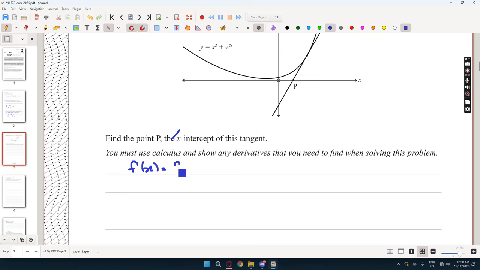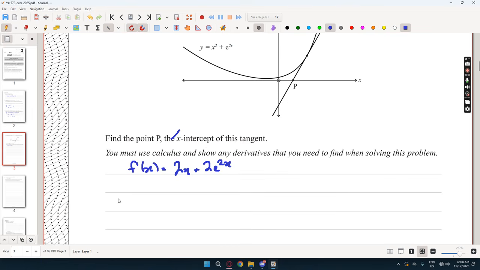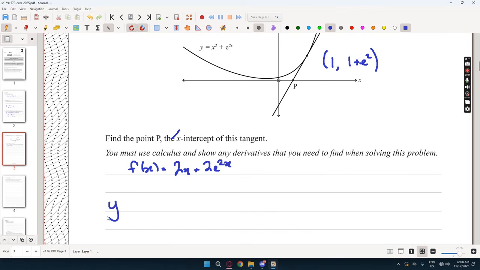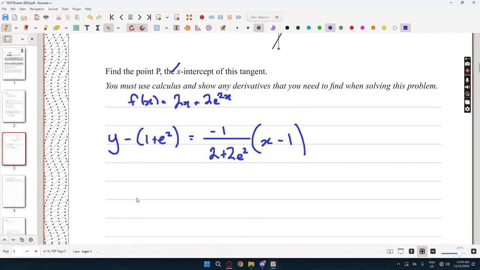f prime of x equals 2x plus 2 lots of e to the 2x at x equals 1. If x equals 1, we have x equals 1 and y equals 1 plus e squared. So you have y minus (1 plus e squared) equals, well, the gradient at 1 is 2 plus 2e squared. So it's minus 1 on 2 plus 2e squared, x minus x1, which is of course 1. And the x-intercept is when y is 0, so you make that 0, and you get 1 plus e squared times 2 plus 2e squared equals x minus 1, so plus 1 equals x-intercept.